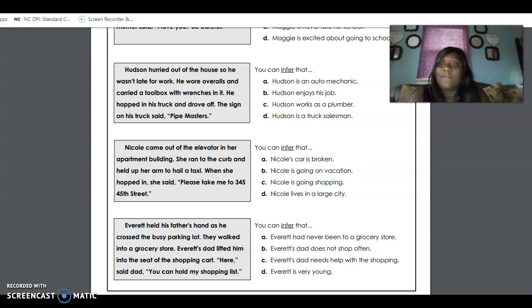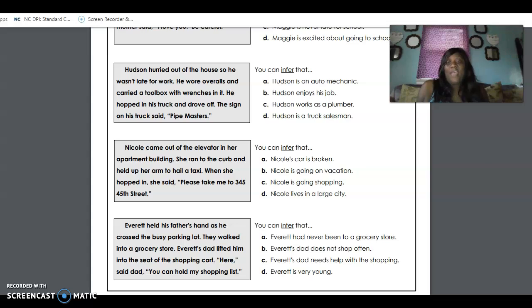Our next paragraph. Nicole came out of the elevator in her apartment building. She ran to the curb and held up her arms to hail a taxi. When she hopped in, she said, "Please take me to 345 45th Street." You can infer that A, Nicole's car is broken. B, Nicole is going on vacation. C, Nicole is going shopping. Or D, Nicole lives in a large city. So I'm going to remind you again, don't forget to reread the paragraph.